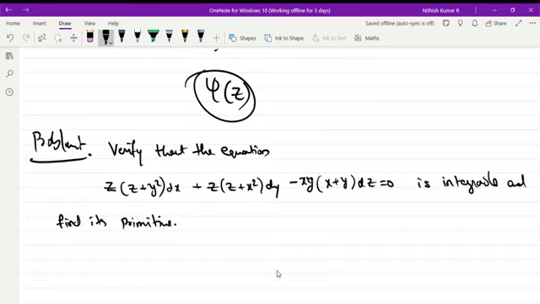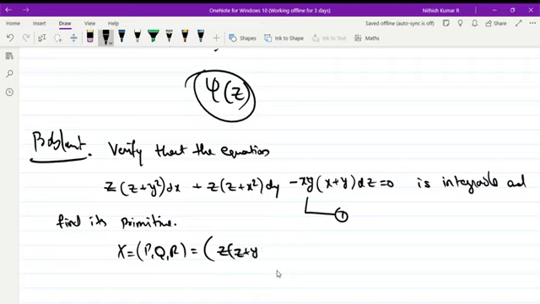Now, let's name this equation as 1. So we have P, Q, R, and that is nothing but z into z plus y square, z into z plus x square, minus x into y into x plus y.